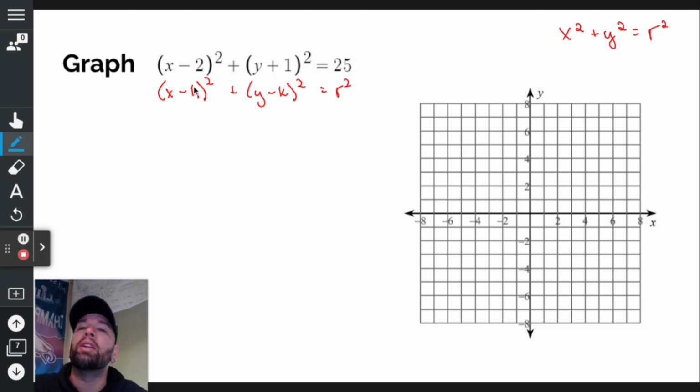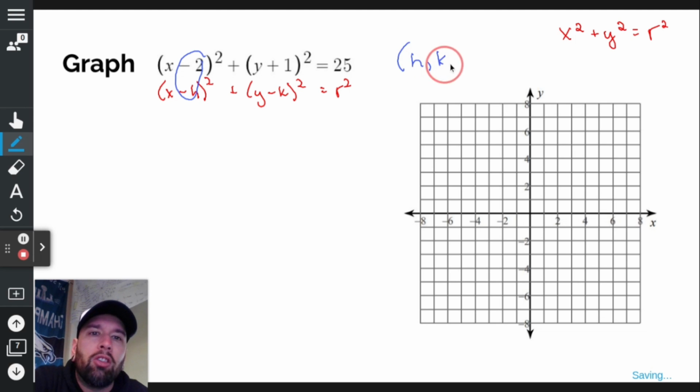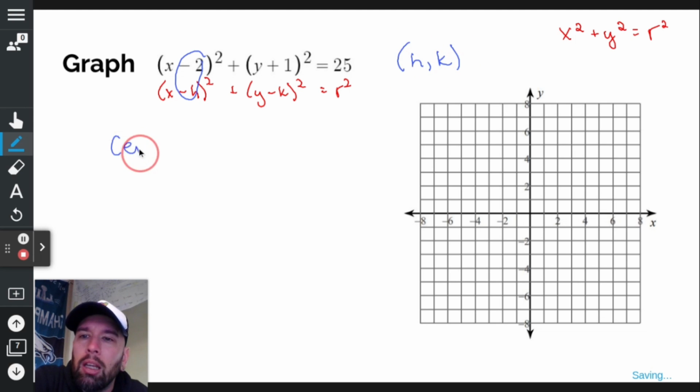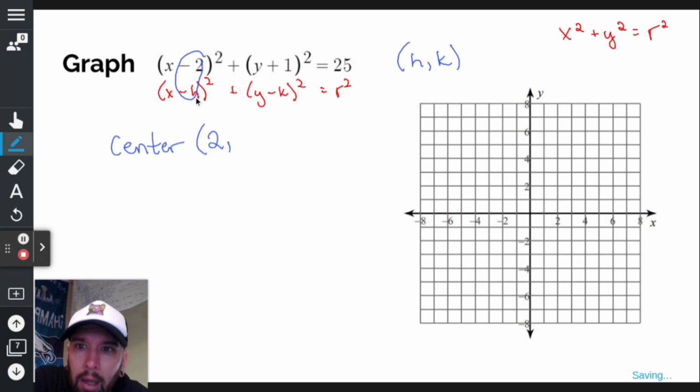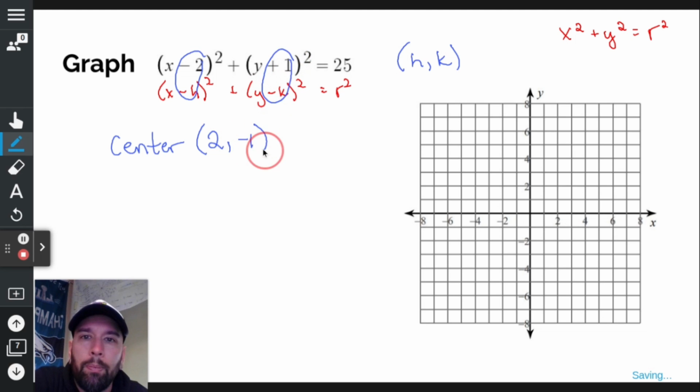This is when the center is not (0, 0). But it's not anything to freak out over. It's still a nice picture to draw. What we do is match up the -2 with the -h, which means for h, my center, if -2 matches up with -h, then positive h is going to match up with positive 2. So 2 comes from here. If -k is positive 1, then positive k is -1.